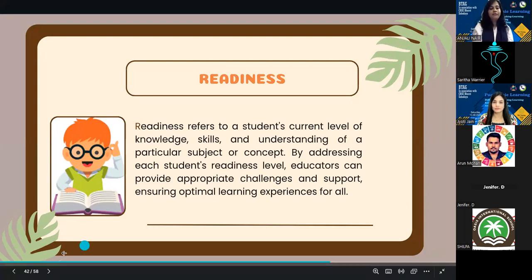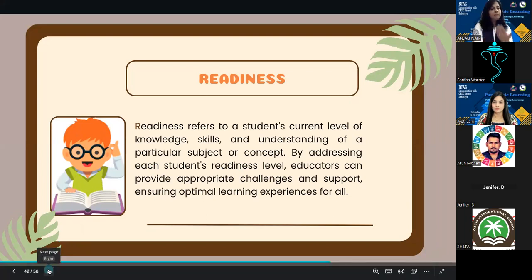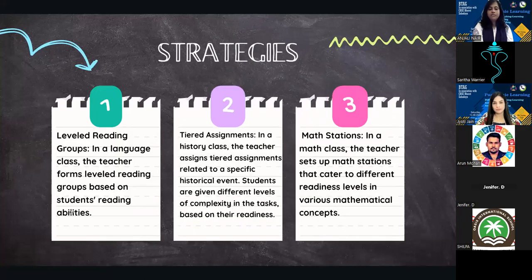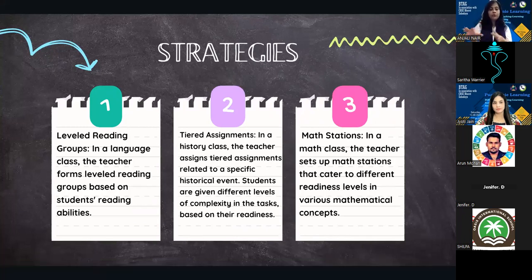So you may have prior knowledge assessment strategies in the class, with the help of which you can assess the prior knowledge of a child in the class and then plan your lessons. Some strategies for this may be, in a language class, you can have different forms of labeled reading groups based on the students' learning abilities.